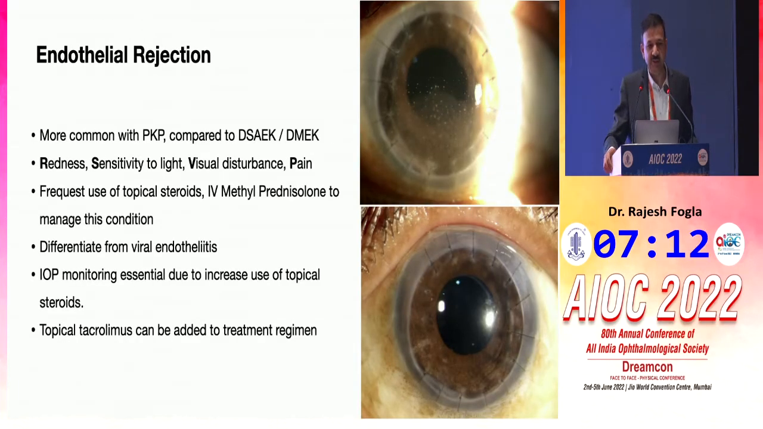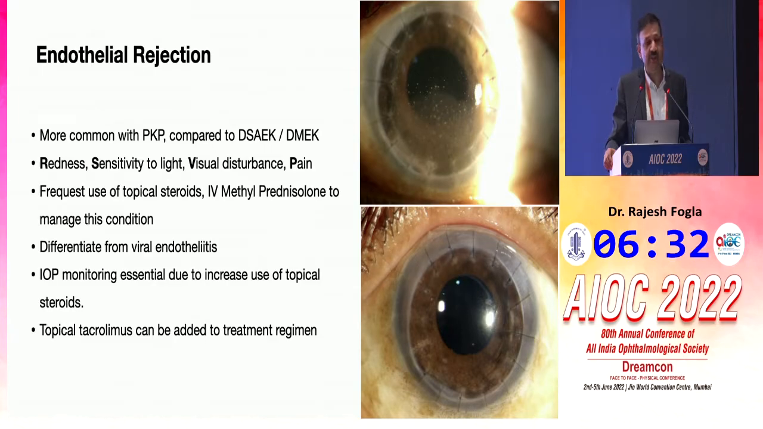The other emergency that is very important in the clinical scenario is endothelial graft rejection, more common in penetrating keratoplasty compared to endothelial keratoplasty such as DSAEK or DMEK, where the risk of having an episode of endothelial rejection is almost 15 to 20 times lower. The typical symptoms, RSVP: redness, sensitivity to light, visual disturbance and pain, is what you should look for. It can be managed with frequent use of topical steroids, usually full-strength steroids like prednisolone. If the patient presents relatively early, IV methylprednisolone can be given to try and reverse the graft rejection.